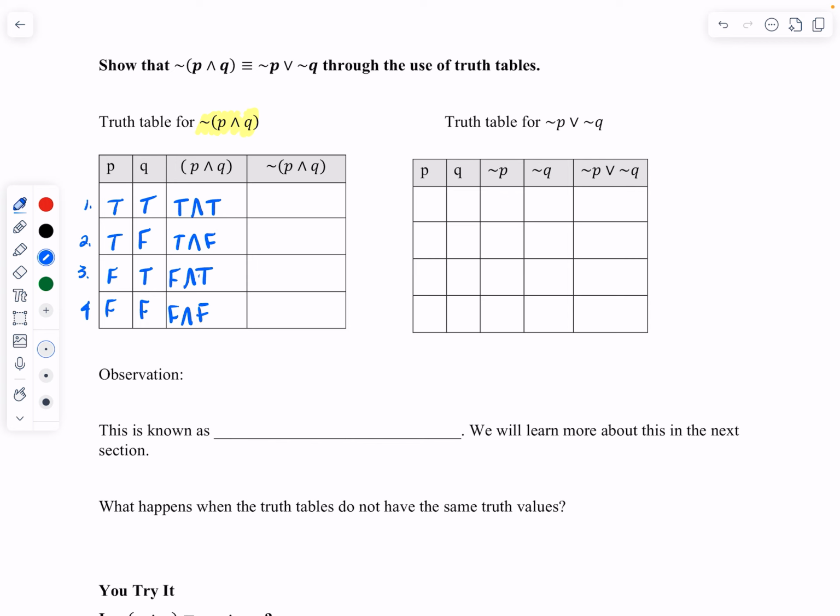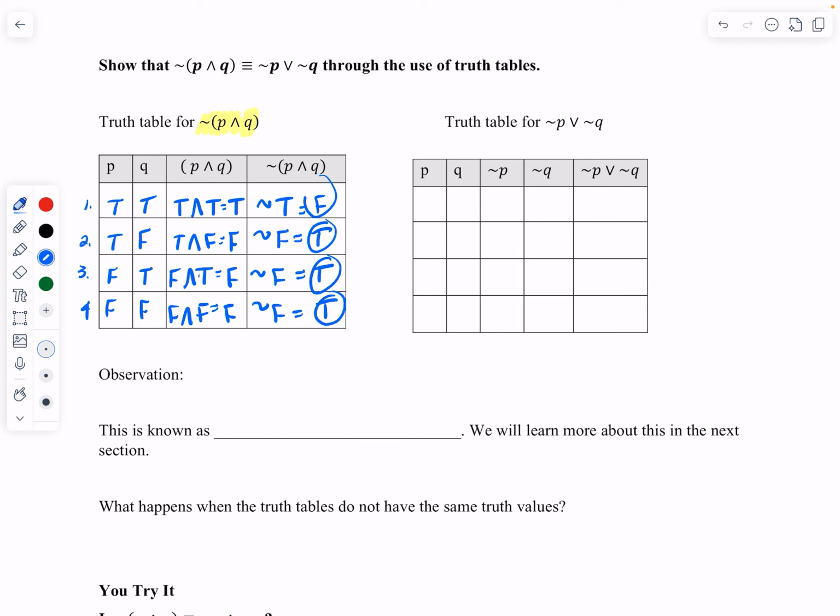All right. Remember, it's an and. The only time and is true is when both of them are true. So in line 1, it's true. Line 2 is false. Line 3 is false, and line 4 is false. Now I'm going to negate what I just found, which was true, false, false, false. So negation of true is false, negation of false is true, negation of false is true, and negation of false is true. So the truth values for negation of P and Q is false, true, true, true.